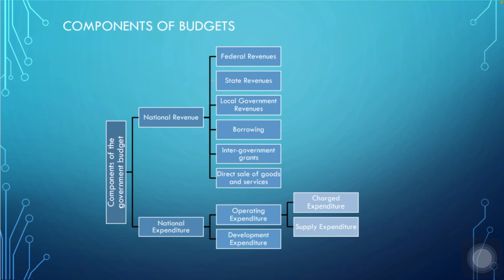So untuk national revenue, apakah jenis-jenis dia? Kita ada federal revenue, state revenue, local government revenue. Macam saya cakap, setiap government level ada their own punya revenue. And then borrowing ni kita boleh katakan borrowing daripada negara luar. Contoh macam in 2018 Tun Dr. Mahathir ada request for soft loan from Japan. And then kita ada intergovernment grants, and also kita ada direct sales of goods and services. Contohnya macam GST, SST 6%. So kita katakan itu dengan national revenue.